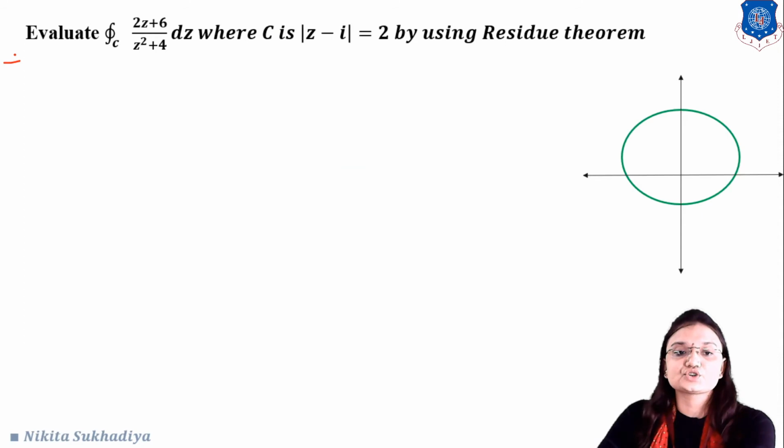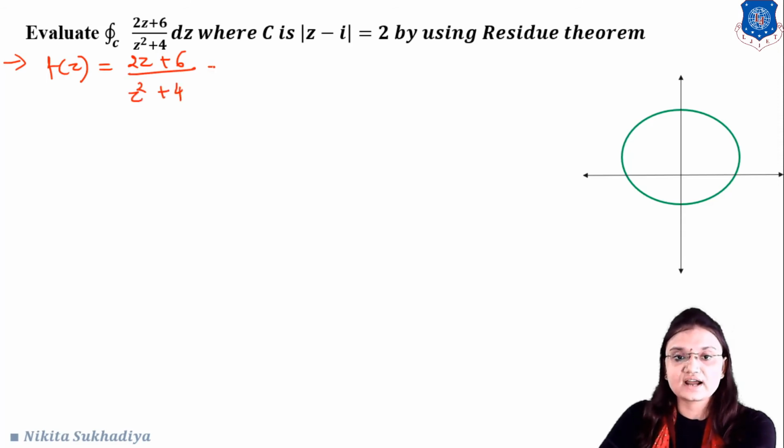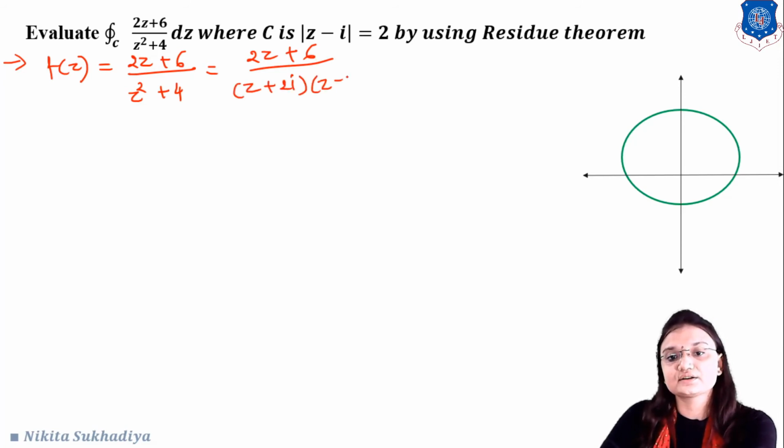So here we have the question: evaluate the integration of (2z plus 6) upon (z square plus 4) dz, where C is the circle modulus of z minus i equal to 2, by using the residue theorem. Okay, so here we have the function f of z equal to (2z plus 6) upon (z square plus 4). We can write it like this: (2z plus 6) upon (z plus 2i)(z minus 2i).